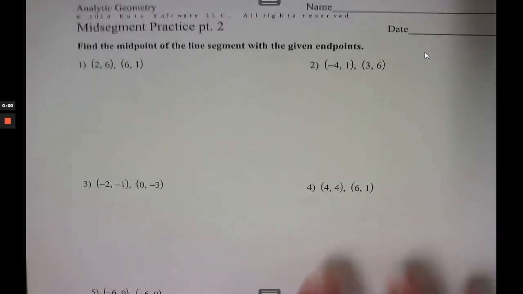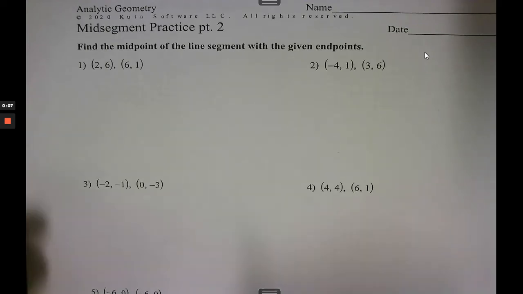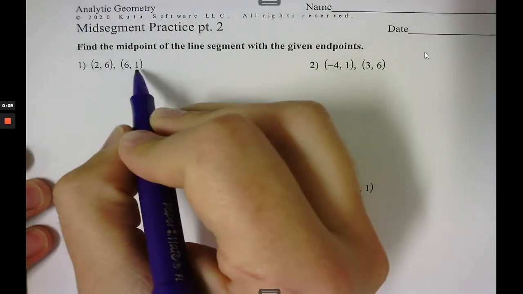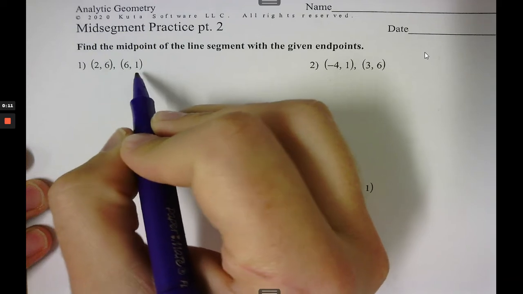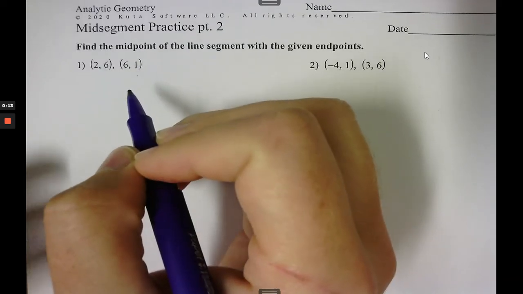Alright guys, I'm now going to go through midpoint practice 2 with you. It says find the midpoint of the line segment with the given endpoints. So our first point is (2, 6), and the next one is (6, 1). And I want to find the point that's halfway between those.